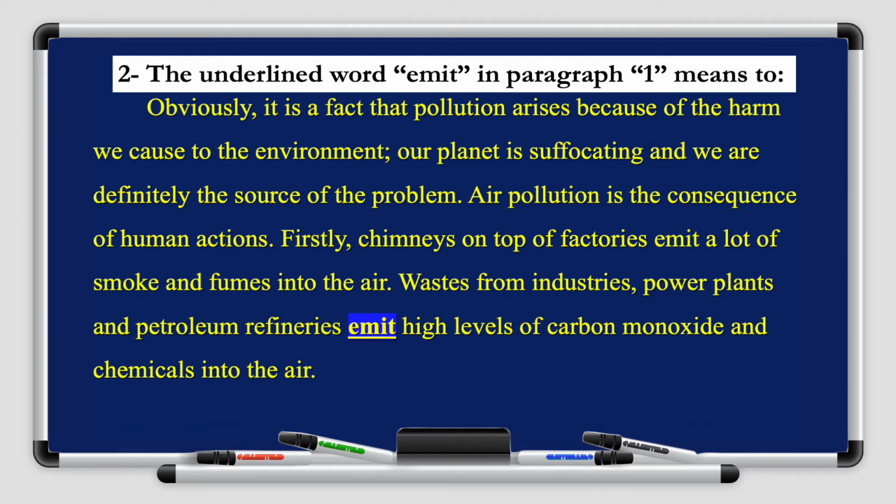The underlined word "emit" in paragraph 1 means to... First of all, in these types of questions, we have to locate the word itself. If we don't know the meaning of the word, what shall we do? Yes, you should go to the sentence containing the word and try to understand it from the context. So, we located the word emit, and we need to read from the start of the sentence itself. Waste from industries, power plants, and petroleum refineries emit high levels of carbon monoxide and chemicals into the air.